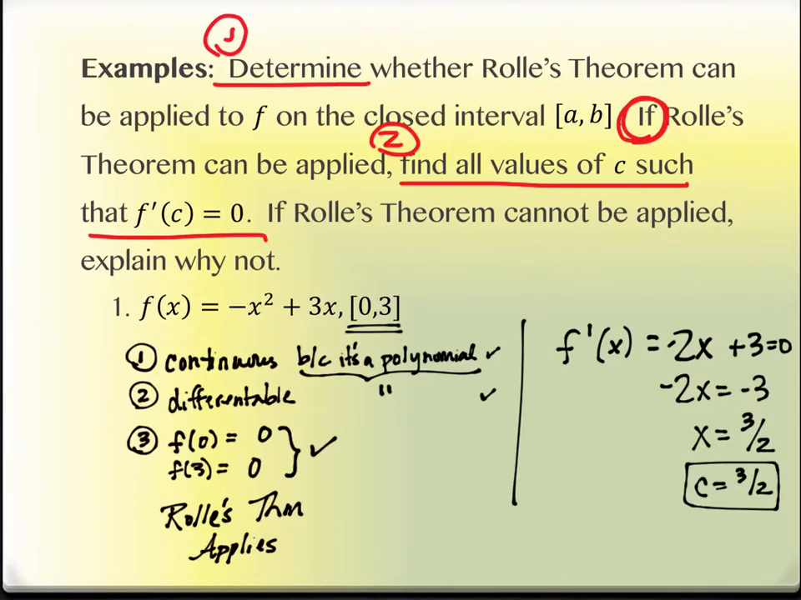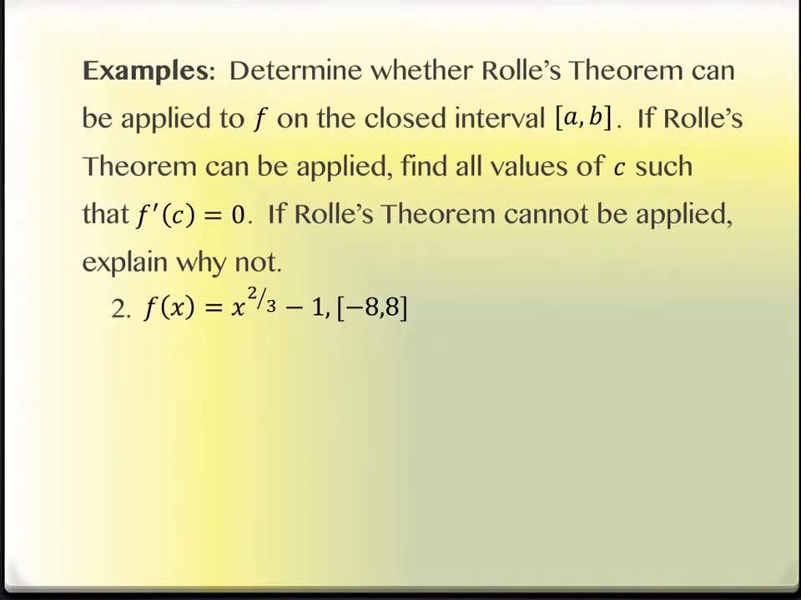Okay, let's try another one. First step is continuous. Okay, so is it continuous? Well, this is a less familiar kind of an equation to us. Do you know what this is an equation of? Like, is there another way to write it that's a little less abstract? Good. It's a cube root of x squared minus 1.